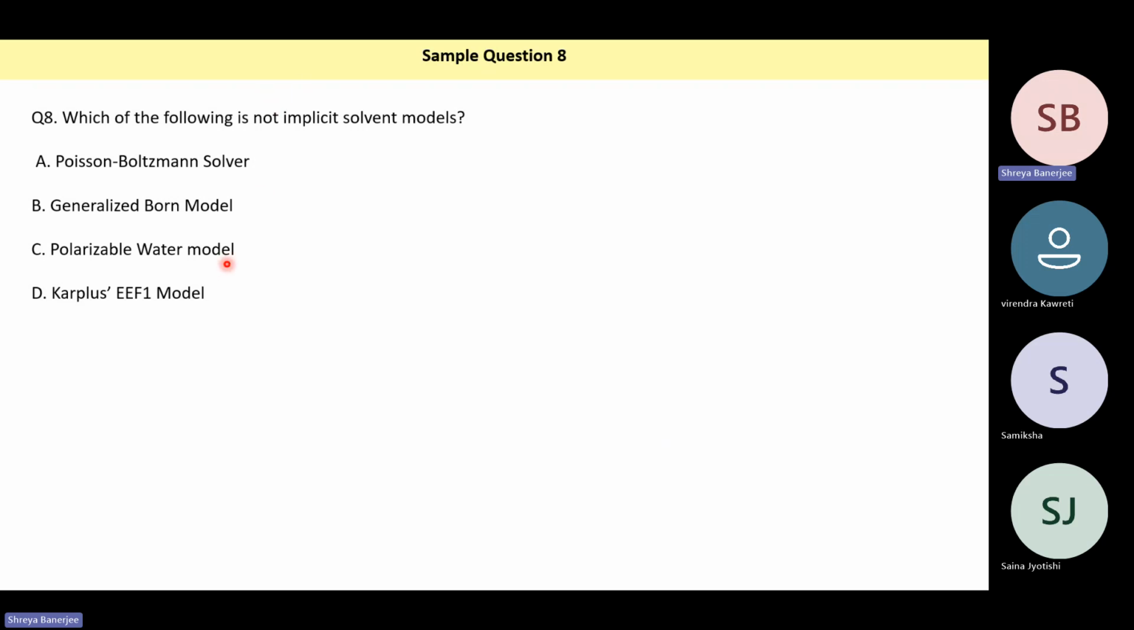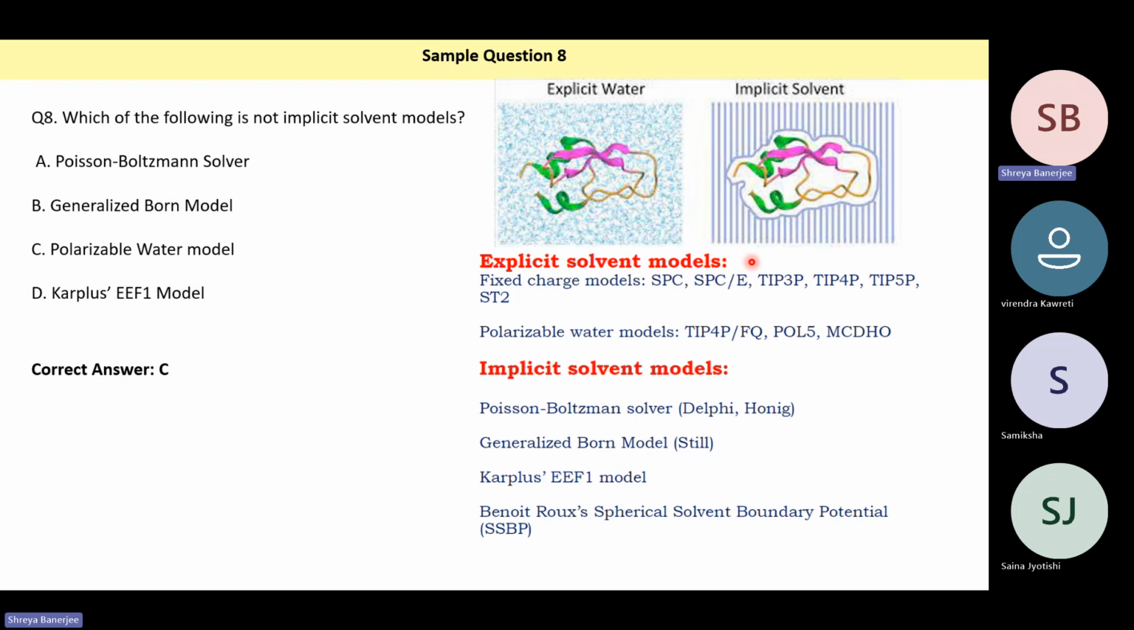Again, this I have not discussed. In the implicit solvent models, I discussed explicit and implicit solvent models. There are different solvent models, which we don't need to go into the details of, but you can memorize them. Implicit has 4 different models. Explicit has some other subclasses. So which is not an implicit solvent model?